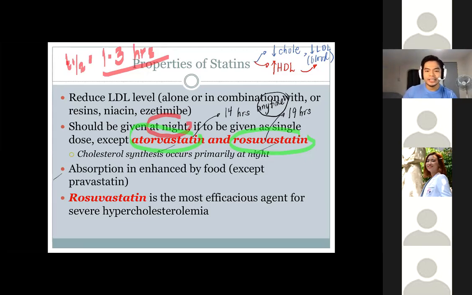Also, statins absorption can be enhanced by food. Kaya usually tinitake ito after meals. Pero may exception tayo, that is pravastatin. Okay? And amongst the commercially available statins, the most efficacious or the most effective is rosuvastatin.